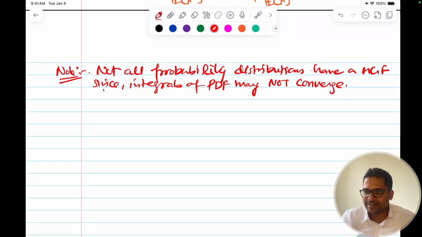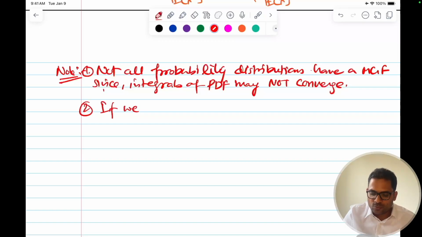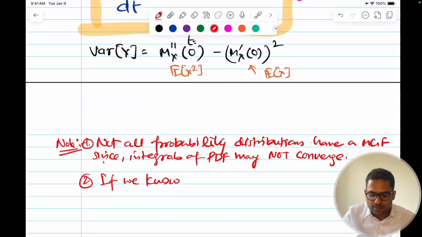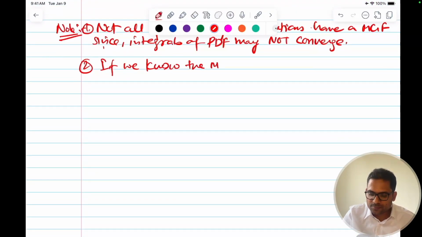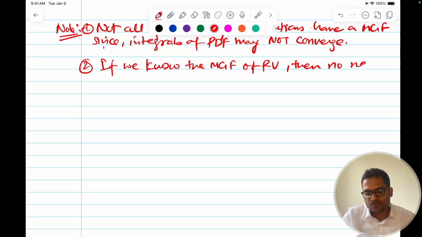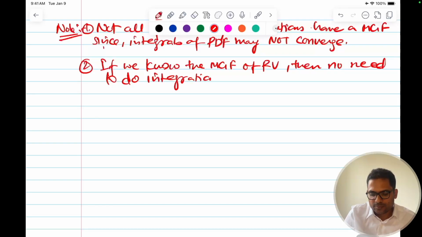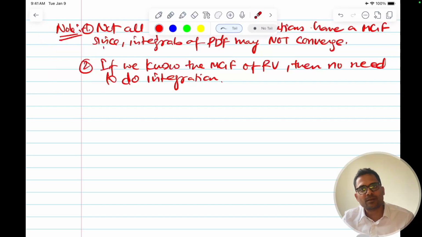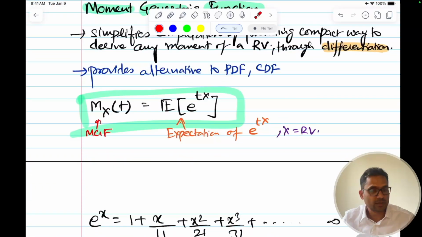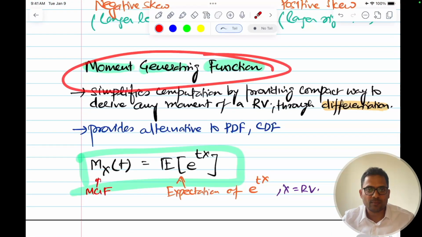So we can use this if we know the moment generating function. That is the first note. And the second note is, if we know the moment generating function of a random variable, then there is no need to do integration separately. This is what is important about MGF. It makes our computation easy, and this is what is used for computation. That's why moment generating functions are important.